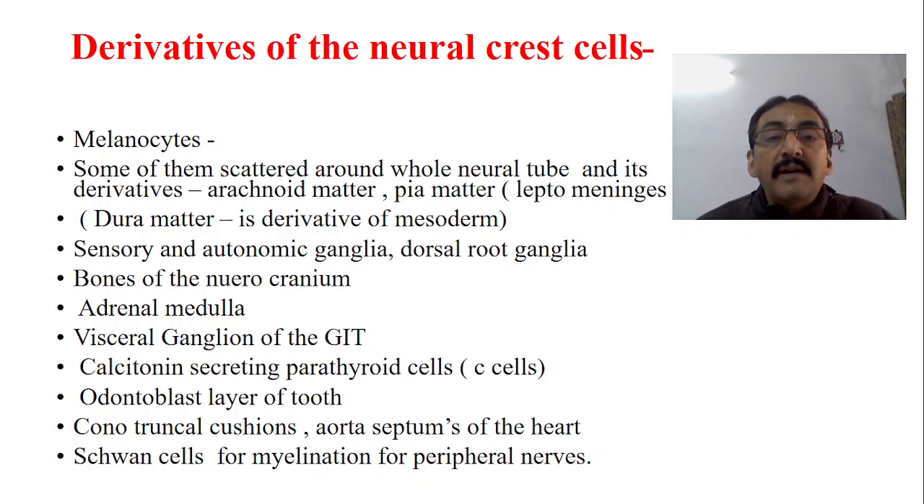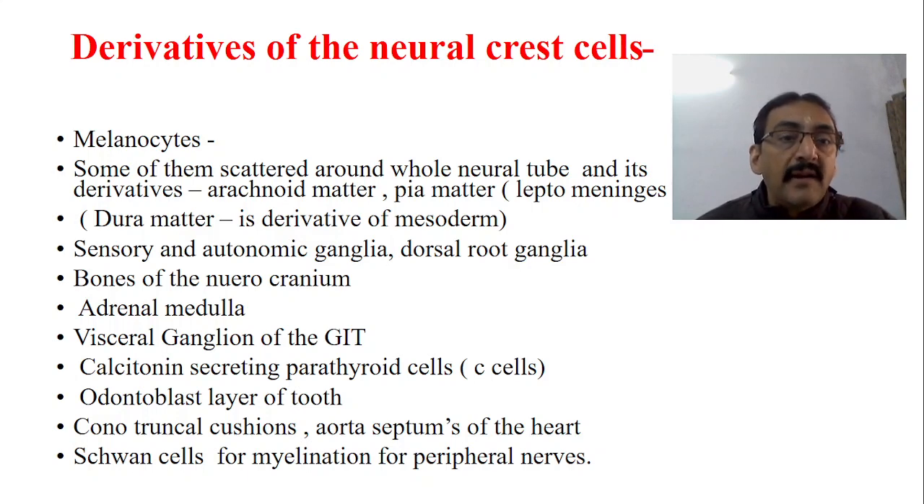Now these are the derivatives of the neural crest cells: melanocytes. Some of them are scattered around the whole neural tube and its derivatives like arachnoid mater and pia mater, which together are called leptomeninges. Dura mater is not a derivative of mesoderm. Sensory and autonomic ganglia, dorsal nerve root ganglia, bones of the neurocranium, adrenal medulla. See, interesting, adrenal medulla is derived from the neural crest cells.